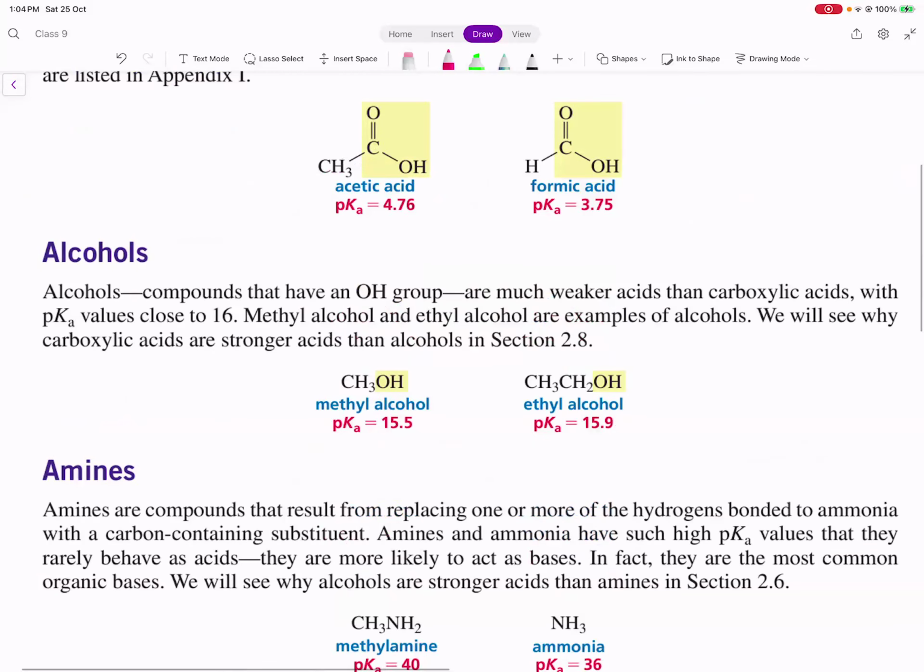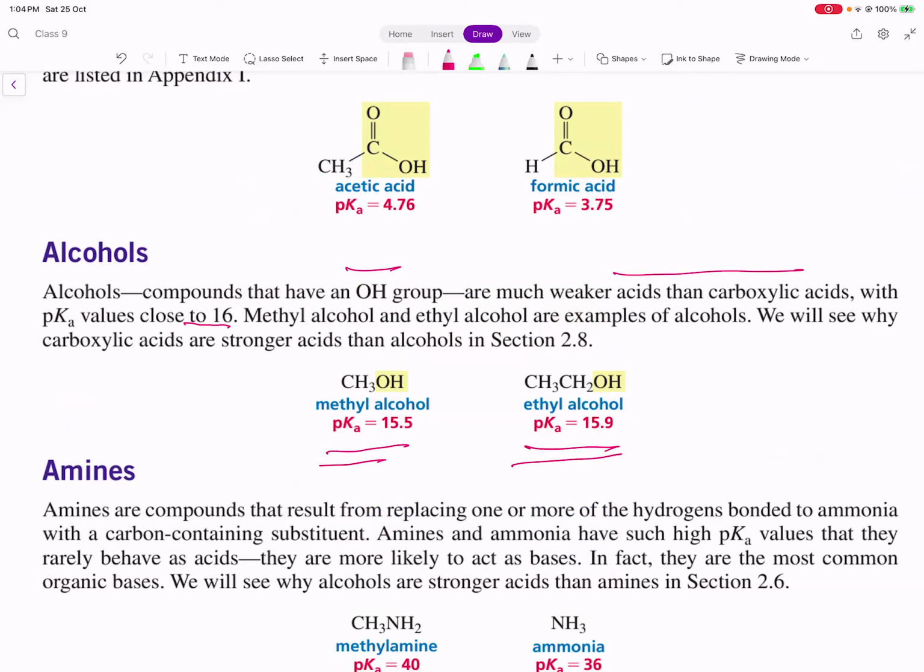Then we have alcohols. Alcohols are compounds that have an OH group. They are much weaker acids than carboxylic acids, and their pK value is close to 16. This is methyl alcohol, this is ethyl alcohol. The pK values are written. We know that the smaller the pK value, the stronger the acid. The larger the pK value, the weaker the acid.